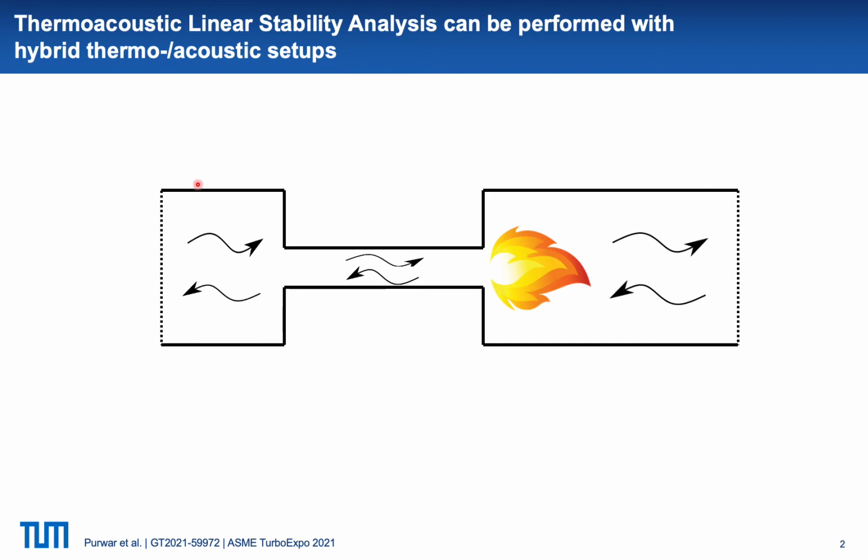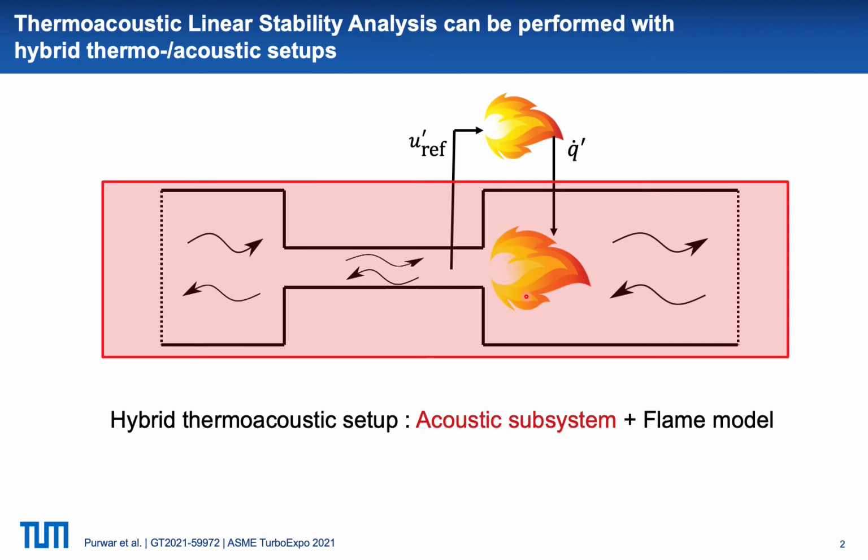Here is a schematic of a simple combustor showing acoustic waves interacting with the flame, and this flame in turn acts as an acoustic source. To perform stability analysis, one can follow an approach where the dynamics of the flame and dynamics of acoustics are modeled separately. Therefore, we can decompose the complete thermoacoustic system into an acoustic subsystem and a flame model. We call this setup a hybrid thermoacoustic system, and this approach has been applied in several previous studies.